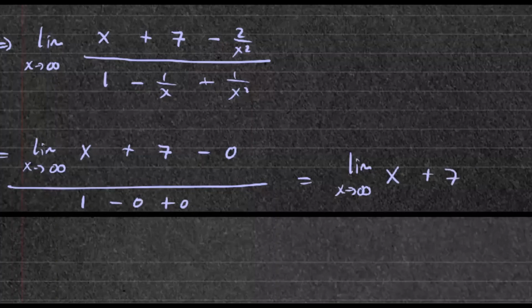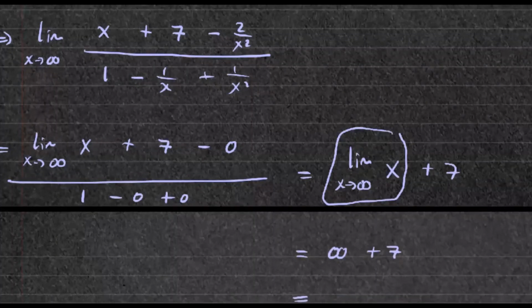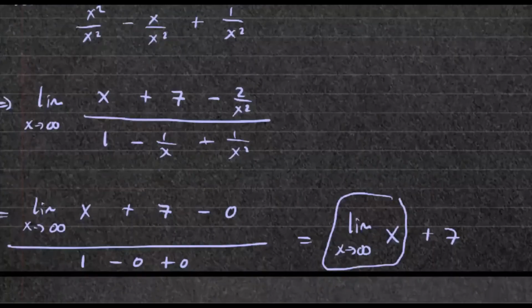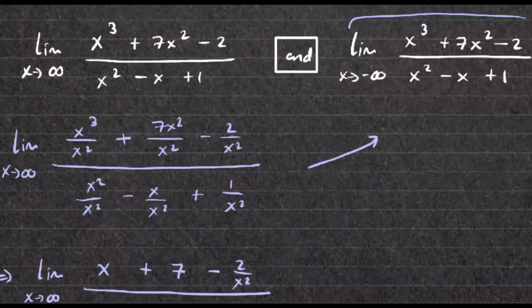So as x goes to infinity, this limit is just going to grow to infinity. Plus 7, well, it doesn't matter what constant we're adding or dividing by. In this case, it's 7. So the limit is infinity. Therefore, we said there is no horizontal asymptote.